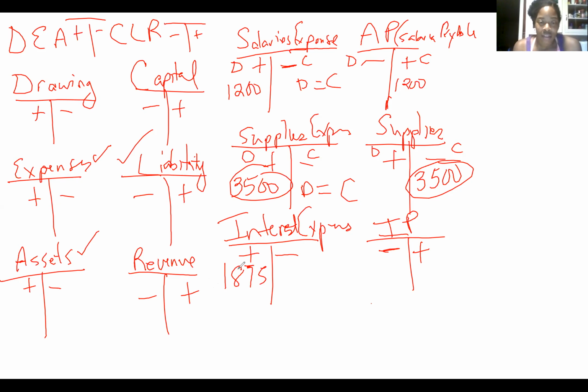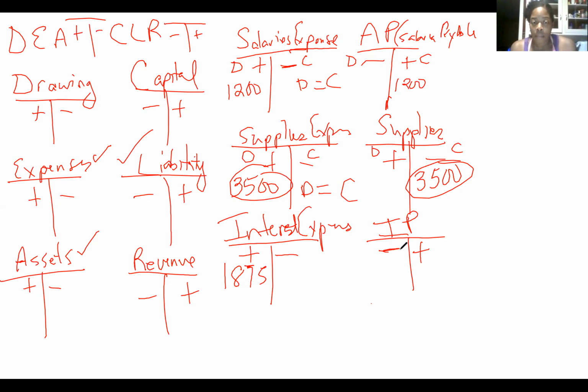So my liability account, I didn't have any interest payable before, but I needed to show that I now owe somebody $1,875. Does that account balance go up or down? It's going down. It's going up. Yes, you owe them, but the balance has to go from 0 to 1875 because that particular line represents the dollar amount that you owe somebody. So it shows, hey, I owe somebody $1,875.